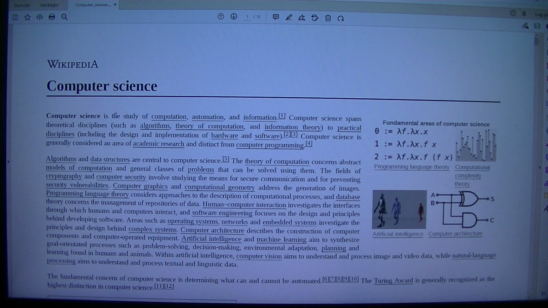Computer science is the study of computation, automation and information. Computer science spans theoretical disciplines such as algorithms, theory of computing, information theory, to practical disciplines including the design and the implementation of hardware and software. Computer science is generally considered an area of academic research and distinct from computer programming.